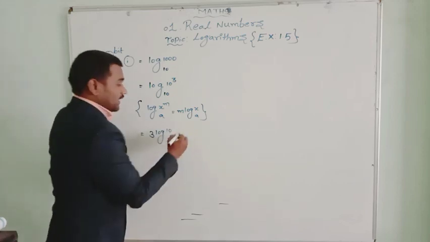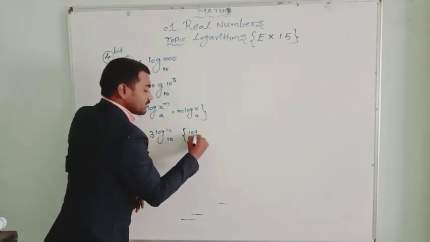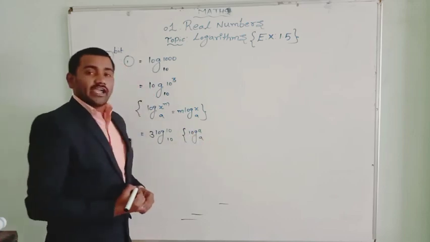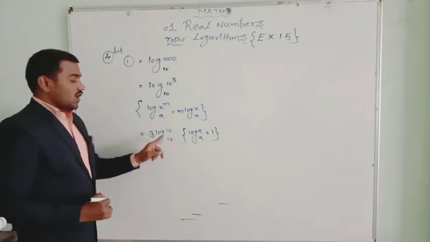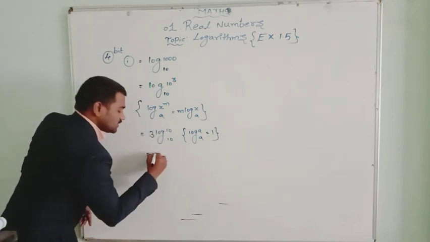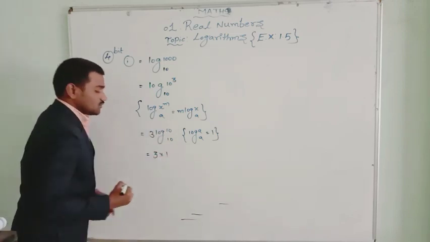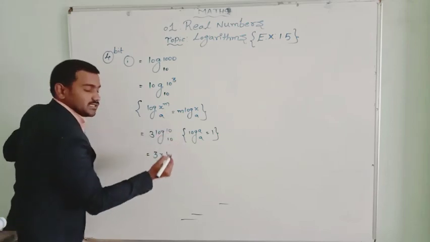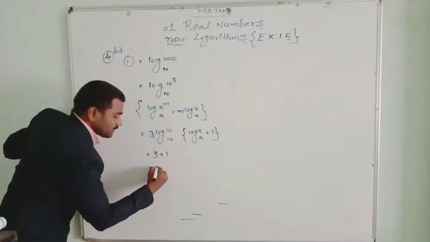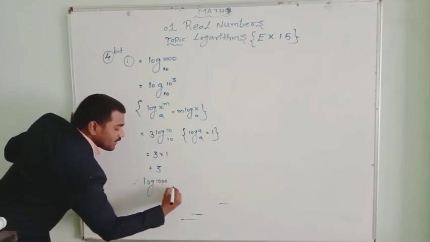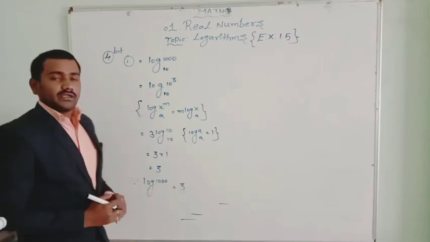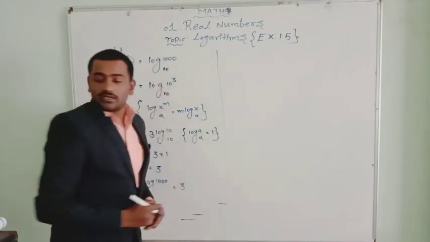We already know that log 10 base 10, which is in the form of log a base a, gives us the value 1. So 3 into 1, because log 10 base 10 is 1. 3 into 1 is 3. And therefore log 1000 is equal to 3. Let's go for the next question now.